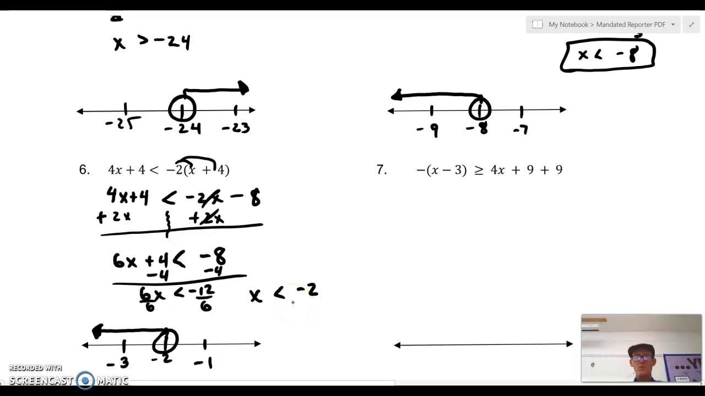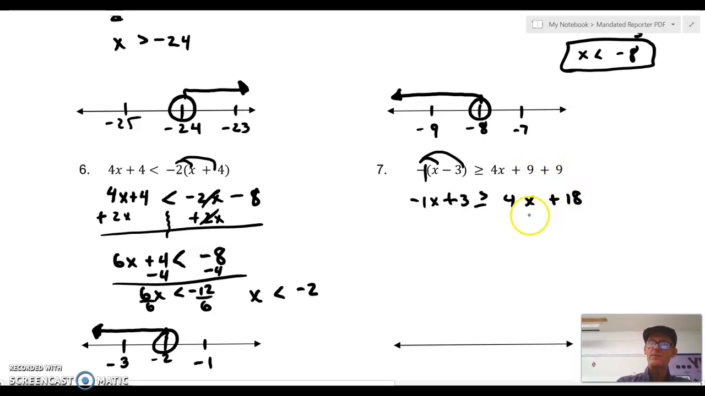All right, moving on to 7. There's an invisible 1 right here that we need to take care of when we use the distributive property. So I'm going to write negative 1x plus 3 greater than or equal to 4x plus 18. I can combine these two 9s. Subtracting the 4x, I get negative 5x, and then subtract the 3 here. So negative 5x greater than or equal to 15.